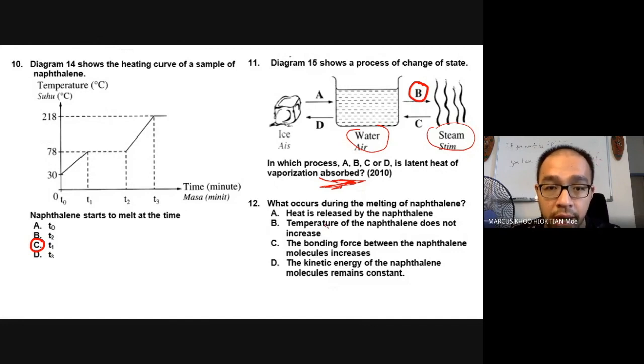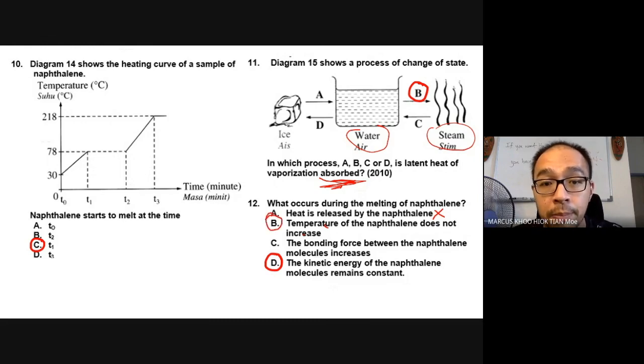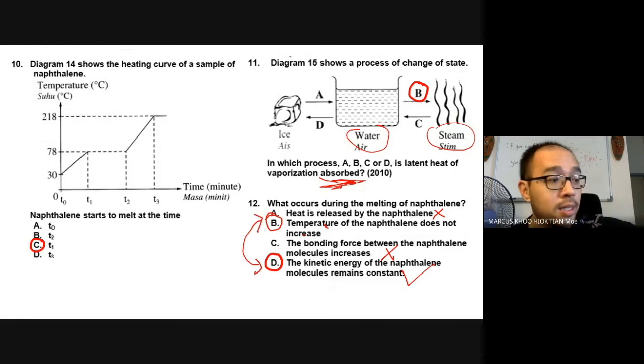It is correct. But in this answer, they give D, which is also the correct answer actually. Definitely heat is released is wrong, because melting is heat is absorbed. Temperature of the naphthalene does not increase because it is changing, it is melting to become liquid. So actually, I would say B is also the correct answer. The bonding force between naphthalene molecules increases is wrong because melting involves heating up. Kinetic energy of the naphthalene molecules remains constant is also the same. Actually, B and D are the same answer. So if you answered B or D, your answers are both correct.